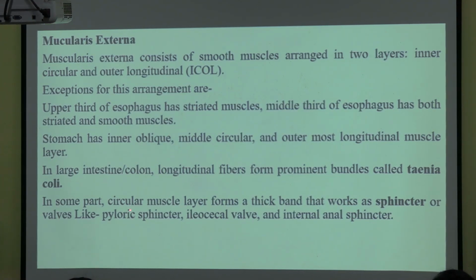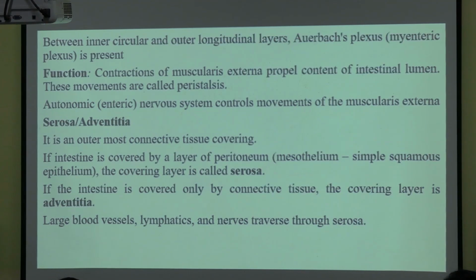Next, there are some parts where the circular muscle layer becomes thickened to form sphincters. For example, pyloric sphincter, ileocecal valve, internal anal sphincter, etc. That means there are some areas where the circular smooth muscle layer gets thickened to form sphincters. The best example is the pyloric sphincter.